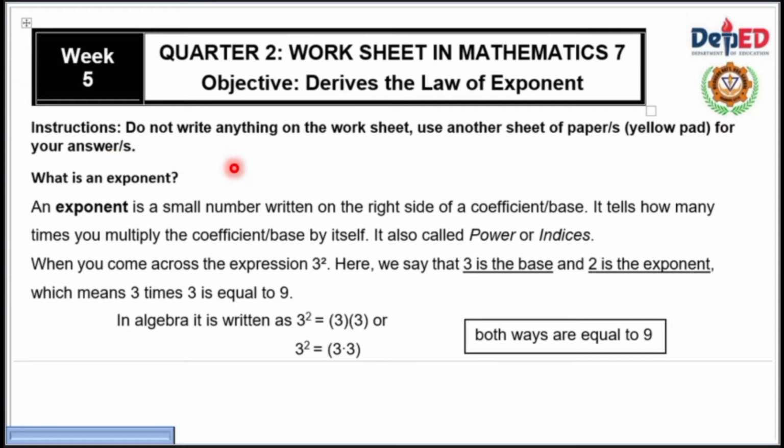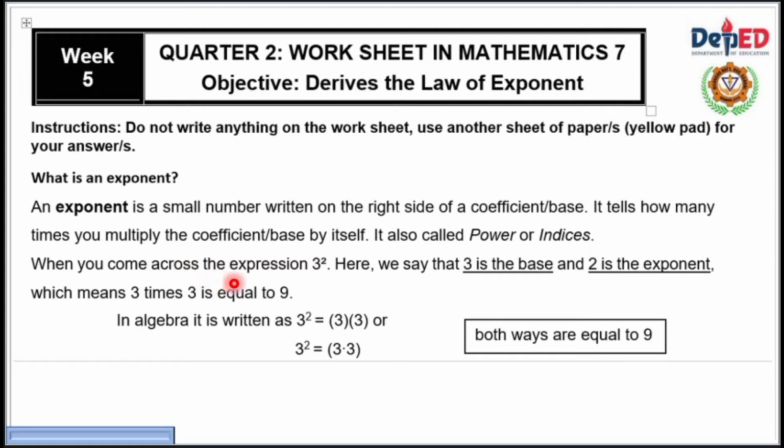Okay, what is an exponent? An exponent is a symbol or a small number written on the right side of a coefficient or base. In our previous modules, we have already discussed what coefficients or bases are. It tells how many times you multiply the coefficient or base by itself. It is called the power or indices.